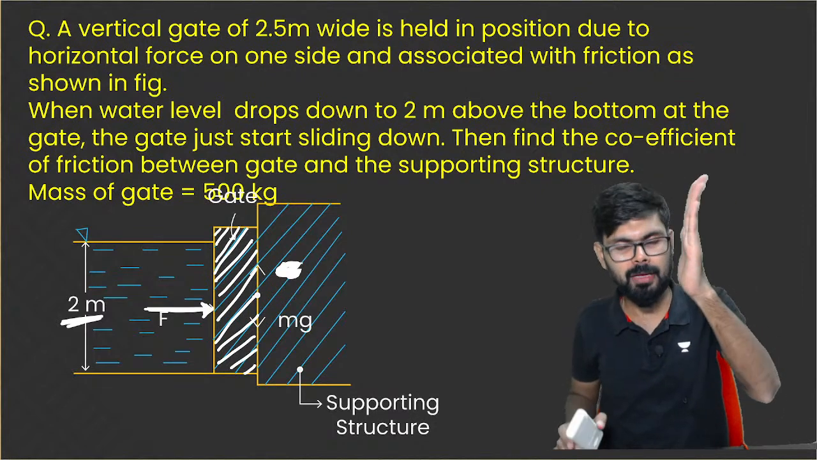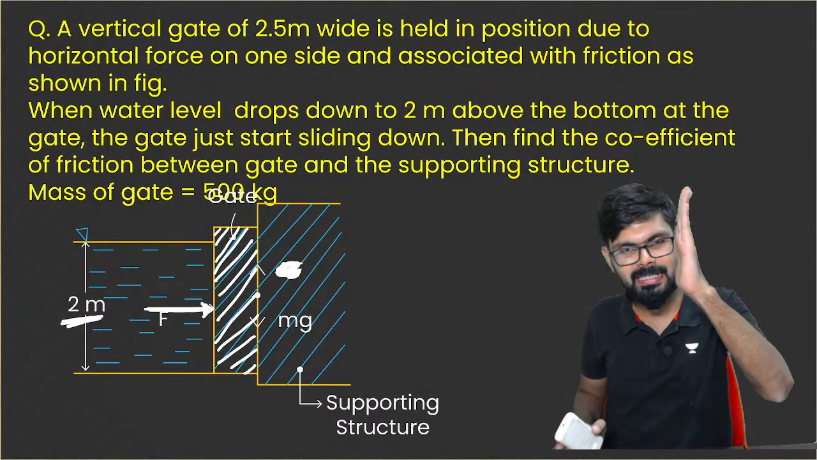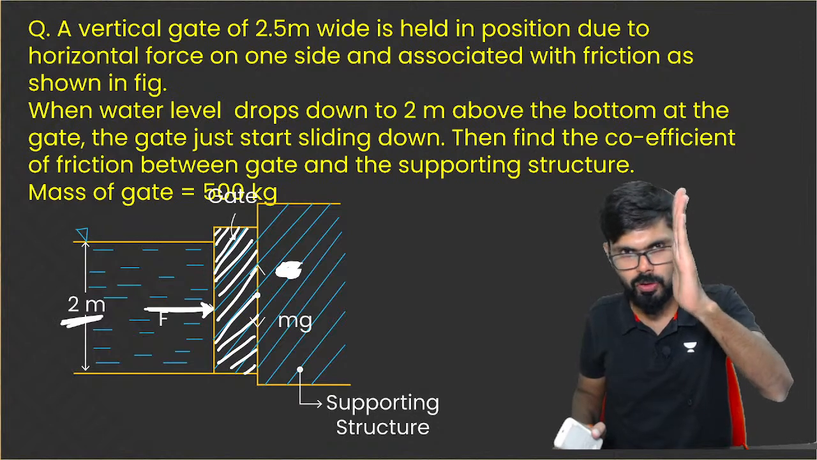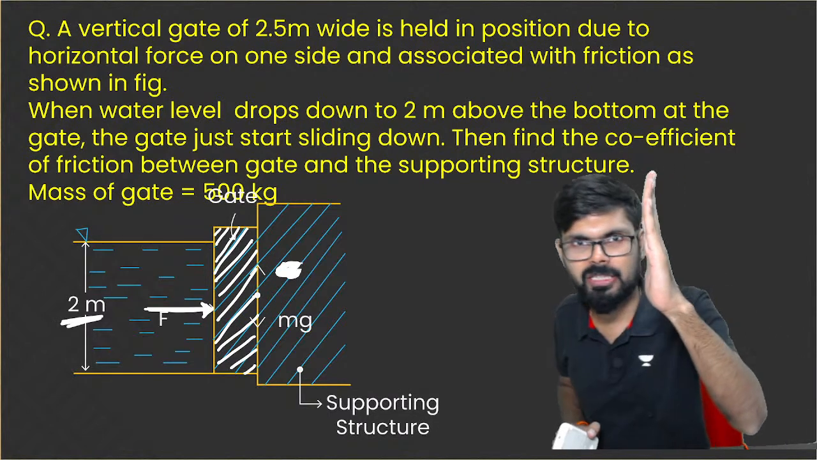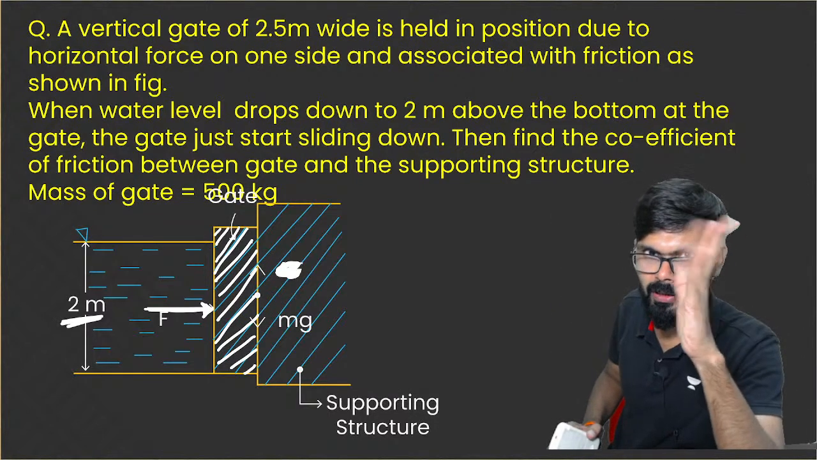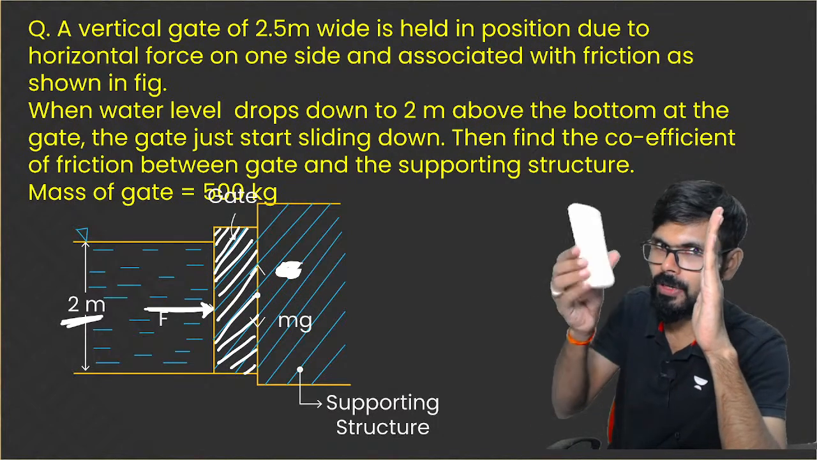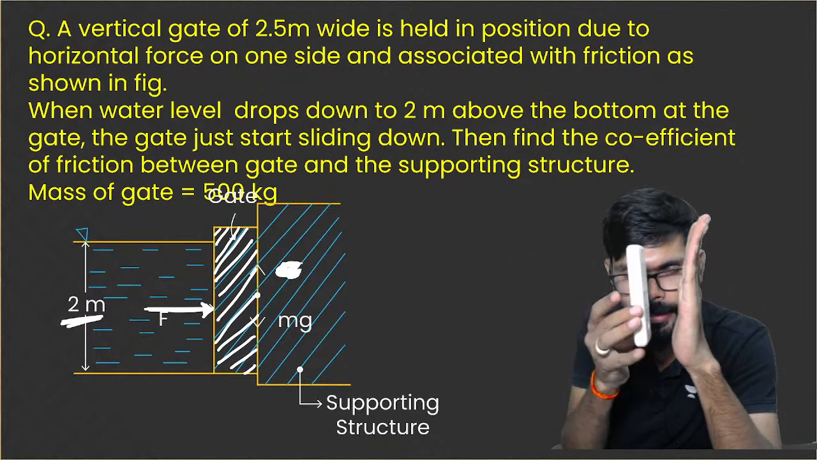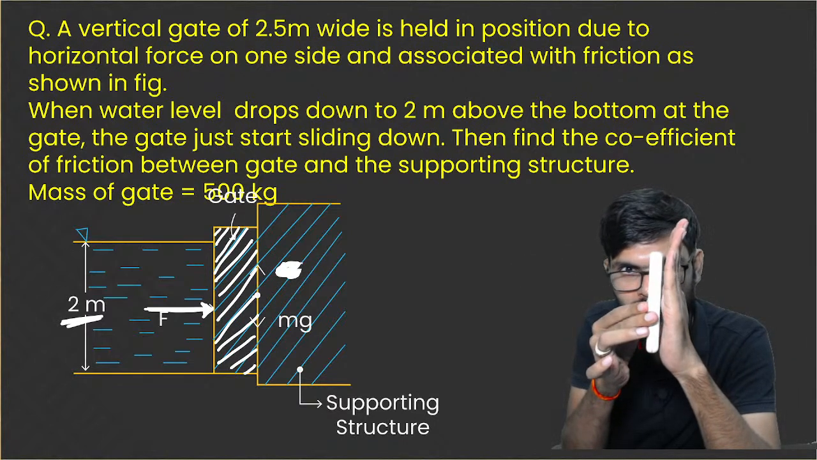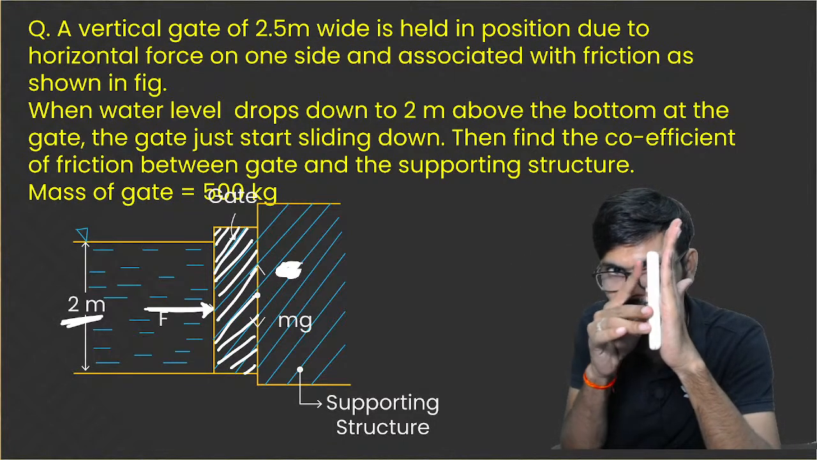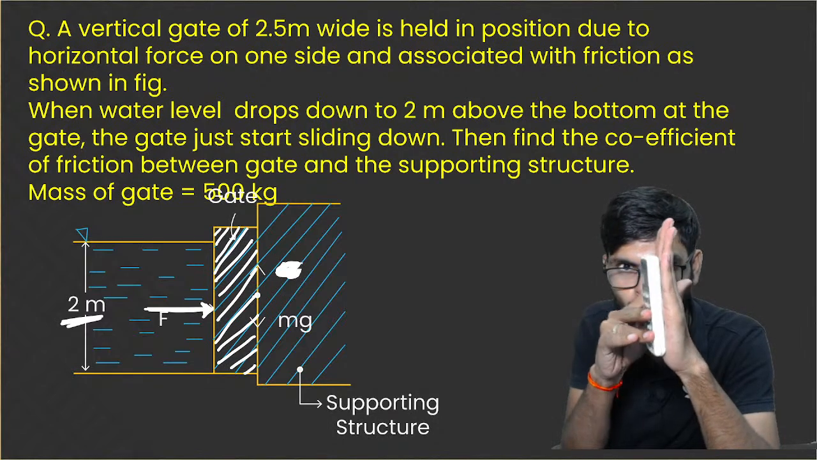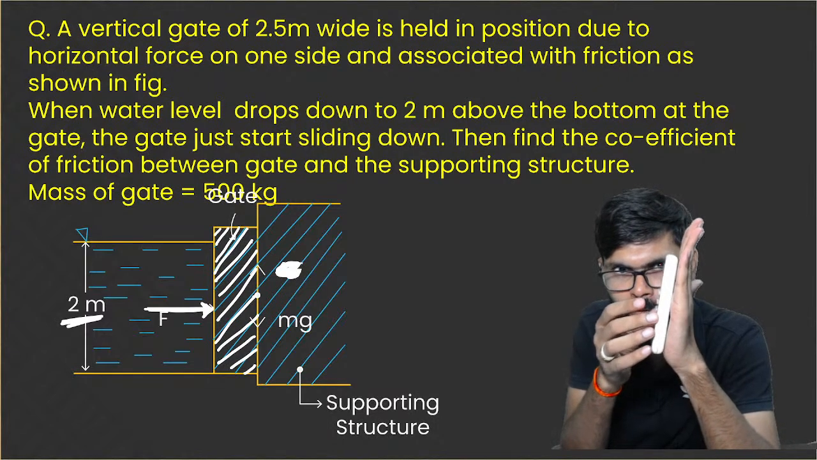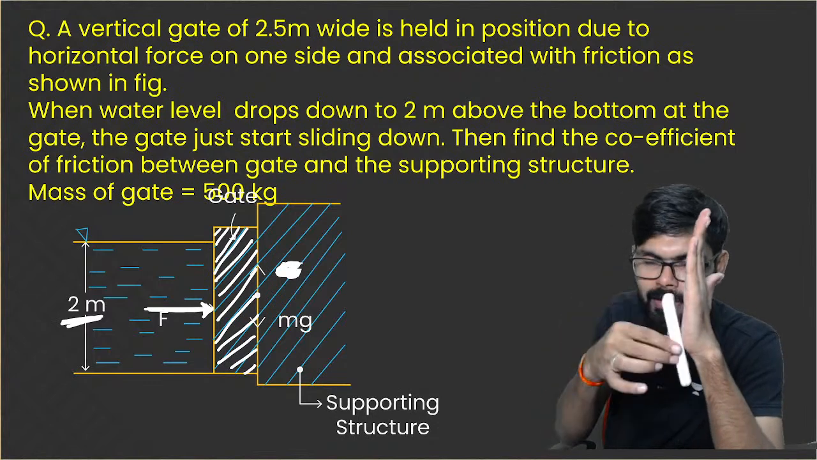What is my hand? This is a supporting structure. What is this? This is a gate. The gate and the supporting structure are attached, but it's not like it is screwed tight or anything, right? If you leave it, it will go down.